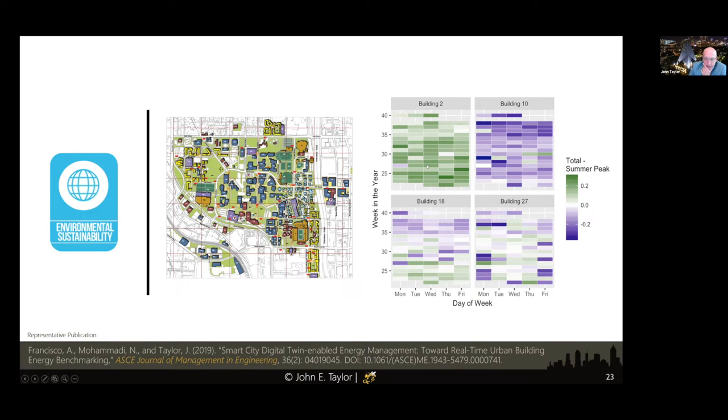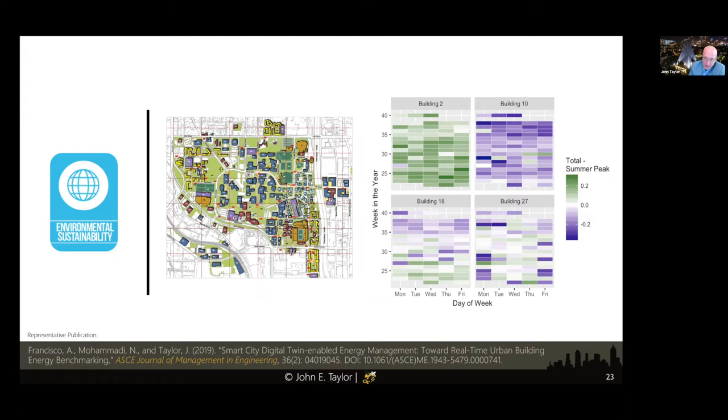There are some buildings that, for strategic time periods, in this case summer, were consistently using more energy than predicted. Some other buildings were consistently using less energy than predicted, and other buildings had kind of erratic issues in terms of whether they were using more or less energy than other buildings of similar type on campus.